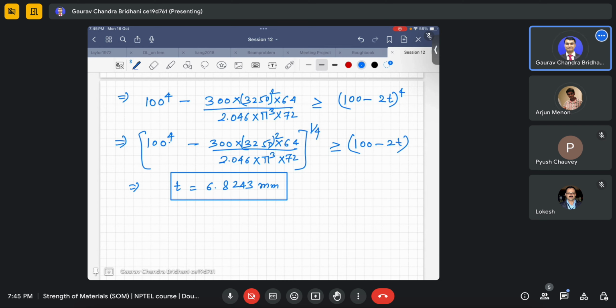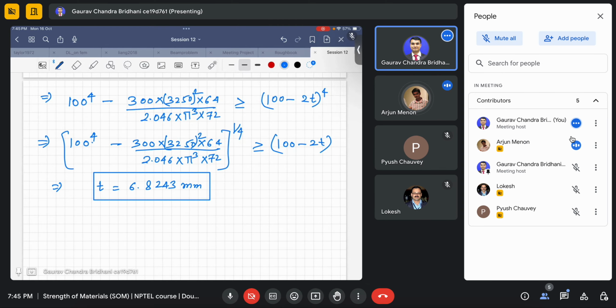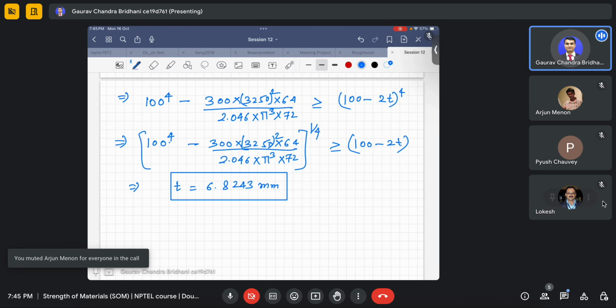This is the value of T. So that's how we'll find the answer. You can do the calculation. I have done the calculation myself, and I found that T will come out to be 6.8243 mm. So you can round off to 6.82 or 6.83, whatever. That will be the answer.